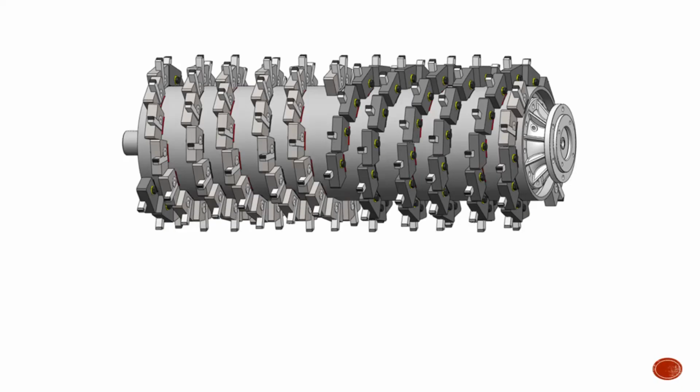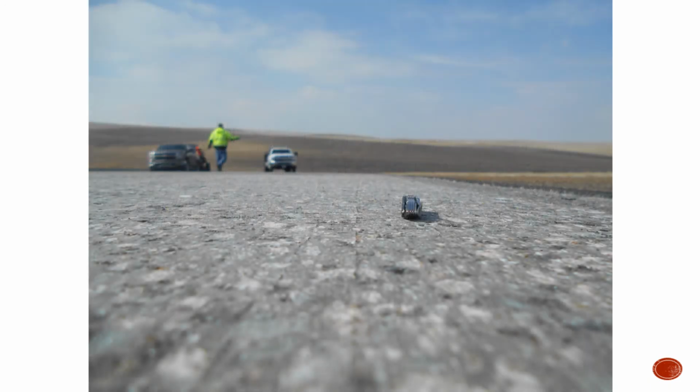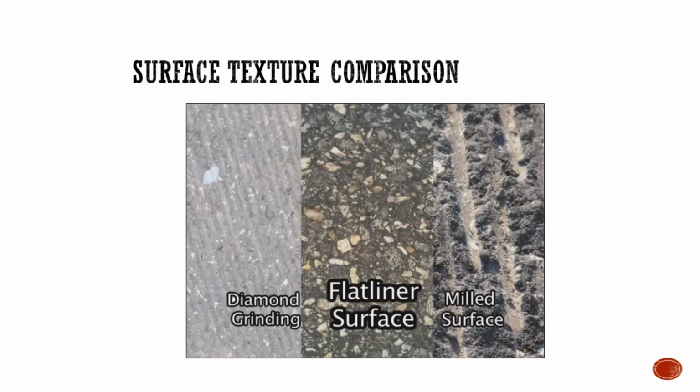Here's an image of a flat tooth drum. And here's a surface pattern. You can see there's no ridges there. So it's just taking a little bit extra mile. It's nothing that you would need to do before, say, a Cape Seal project or a thin lift overlay, but it's certainly a great way of prepping the surface before seal coats. This is a nice surface texture comparison. Shows diamond grinding on the left and a milled surface on the right.